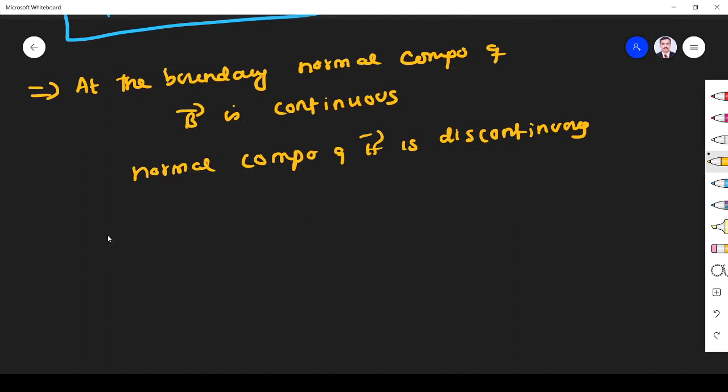Now we find the tangential component of magnetic field. Tangential component of magnetic field at the boundary.